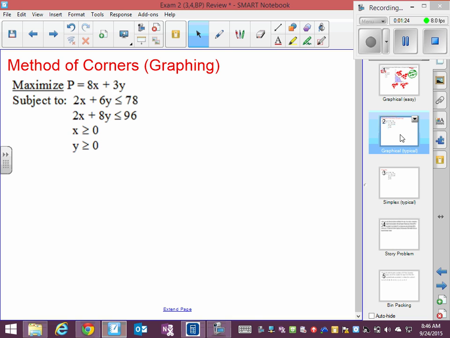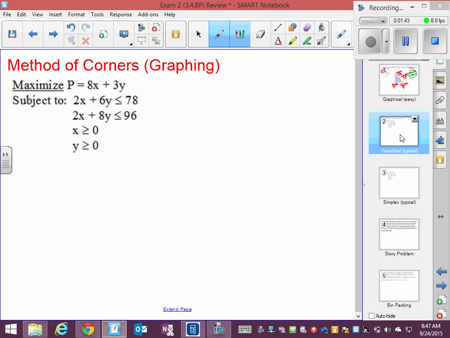So then a more realistic question is going to make you do the graphing. You're going to have to do the hard part. And so let's remember how we graph these inequalities. We're using the method of corners, which means we're going to graph it, find the feasible region, find the corners, and plug the corners in.